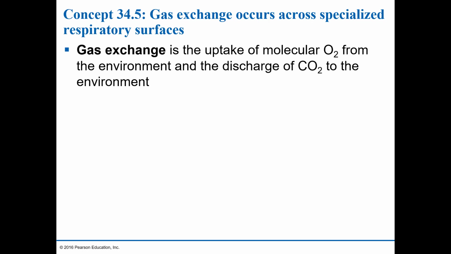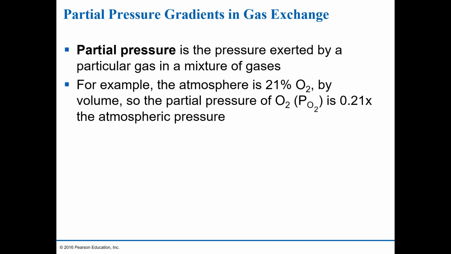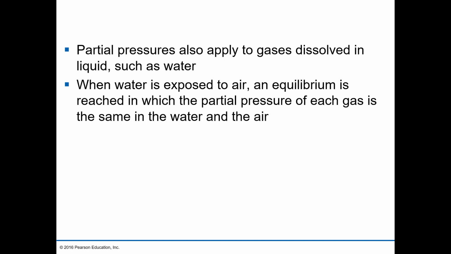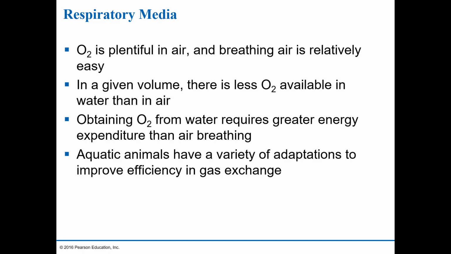Okay, so we've talked a lot about how the blood moves, but how does the gas exchange actually happen? So gas exchange is the uptake of oxygen from the environment and the discharge of CO2, right? Because that's what we don't want. Partial pressure is the pressure exerted by a particular gas in a mixture of gases. For example, in the atmosphere, it's only 21% oxygen by volume. So the partial pressure is 0.21 times the atmospheric pressure. I don't think that I really care that you know partial pressure that much, so I'm going to go ahead and skip through that a little bit.